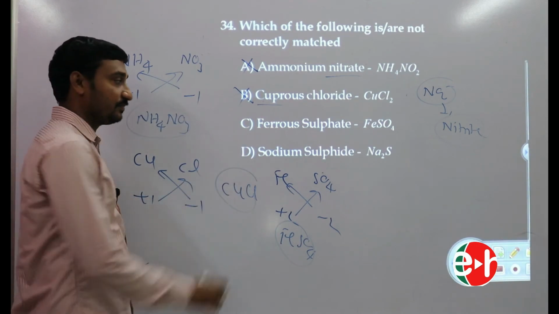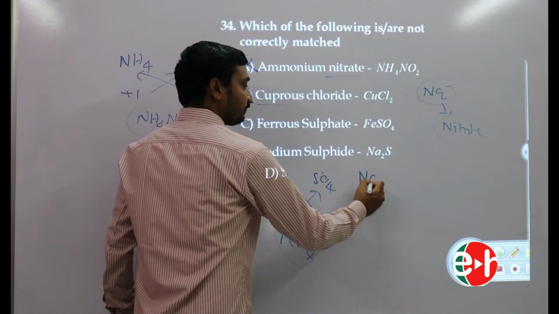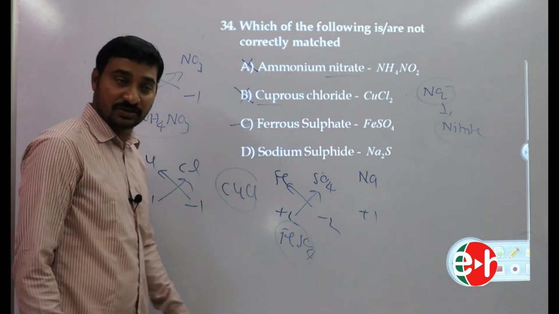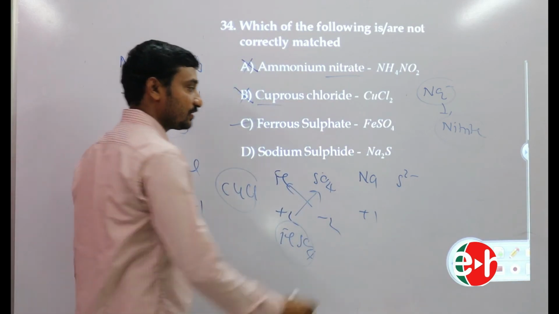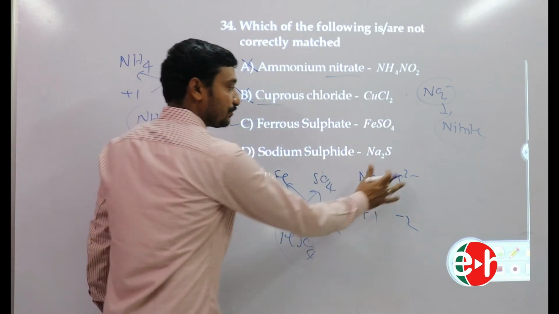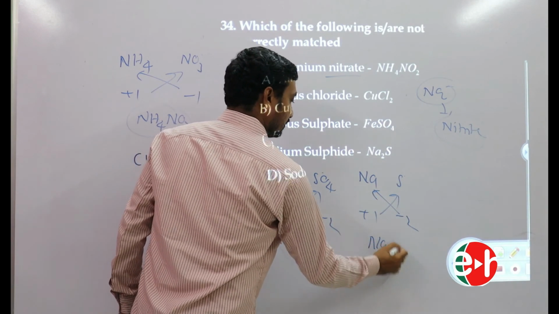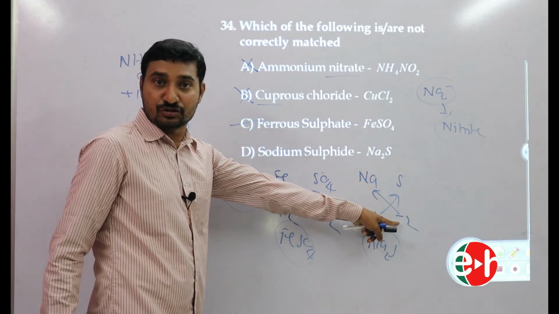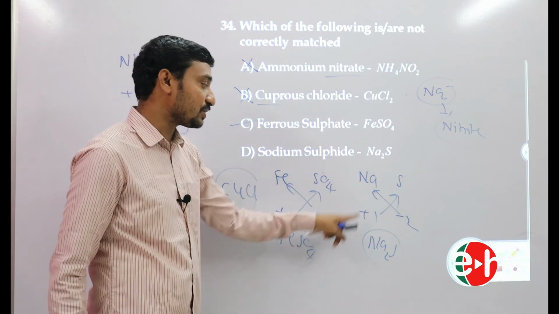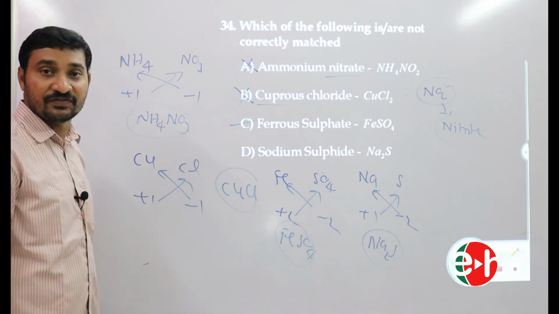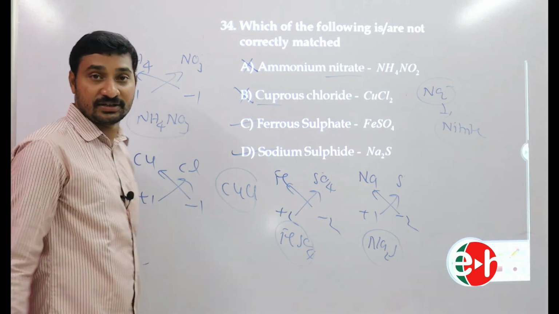Ferrous sulfate, yes, correct. Sodium sulfide. Sodium is plus 1 charge, sulfide S2 minus, so minus 2. Then the formula is Na2S. Sodium sulfide formula Na2S. So correct. So A and B are wrong, C and D are correct.